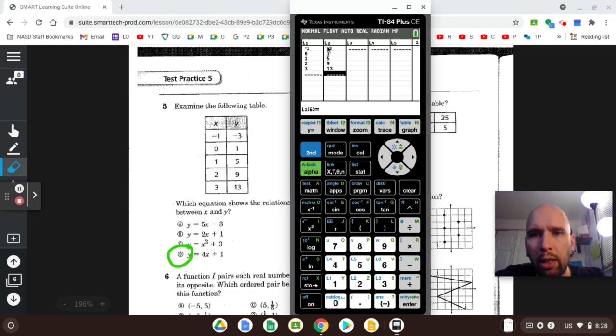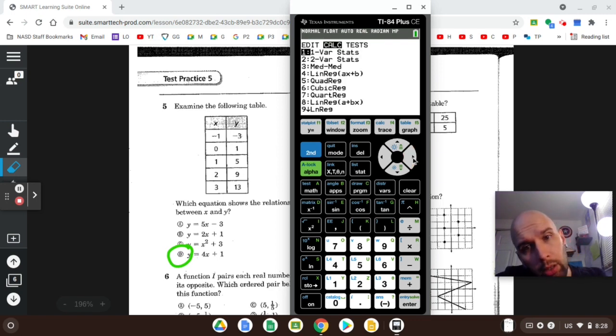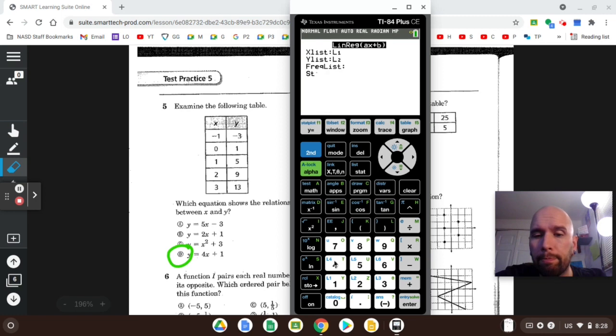Make sure everything matches up, and it looks like it does. When you're done, second mode quits. Go to Stat. Go to Calc, Linreg. I'm going to hit Enter a bunch of times until I get to calculate. Y equals ax plus b. A is 4, b is 1. So y equals 4x plus 1. Okay.